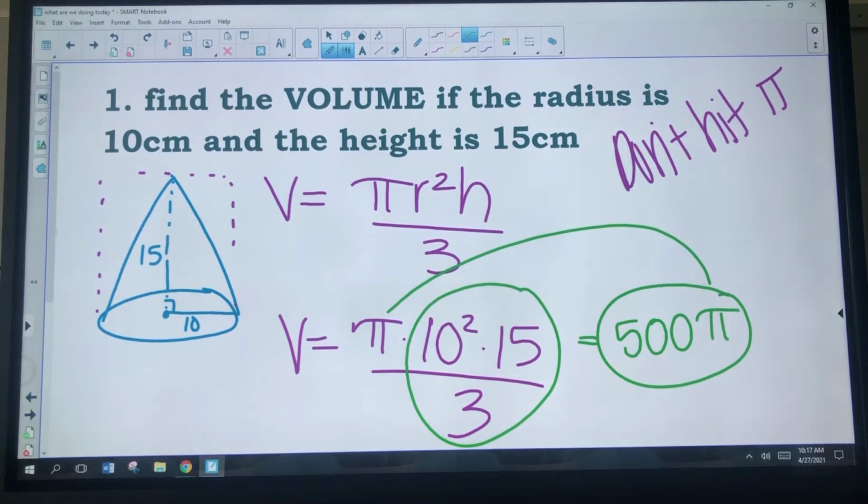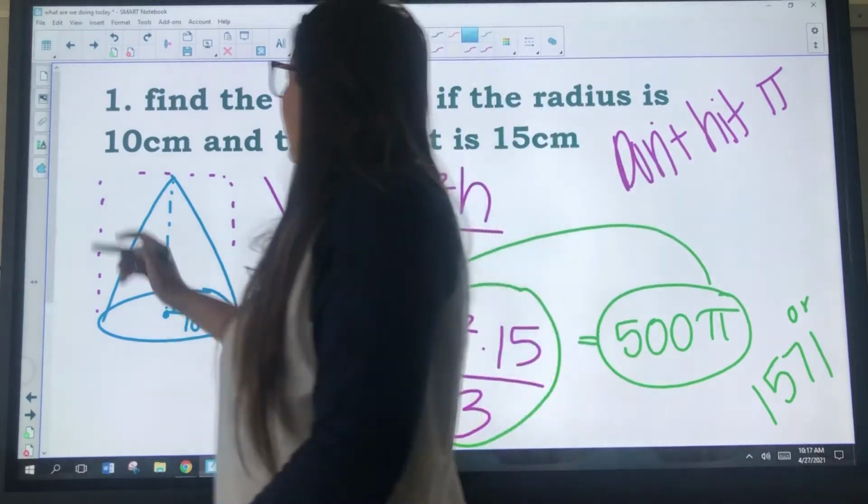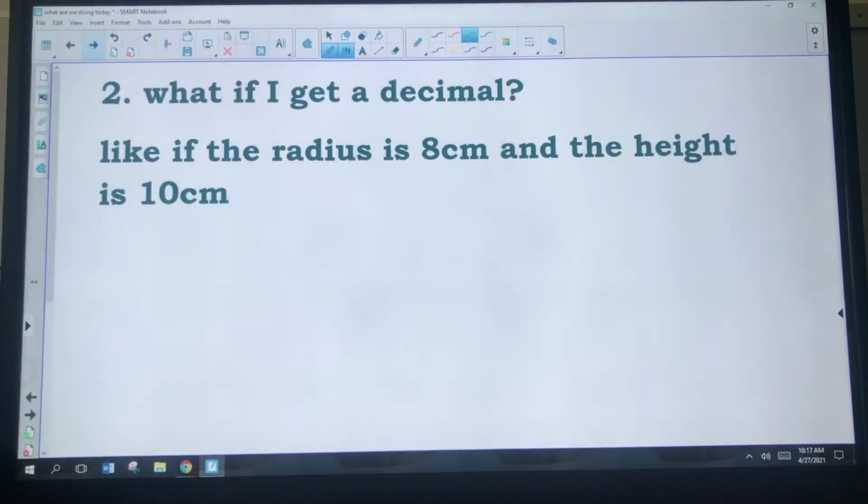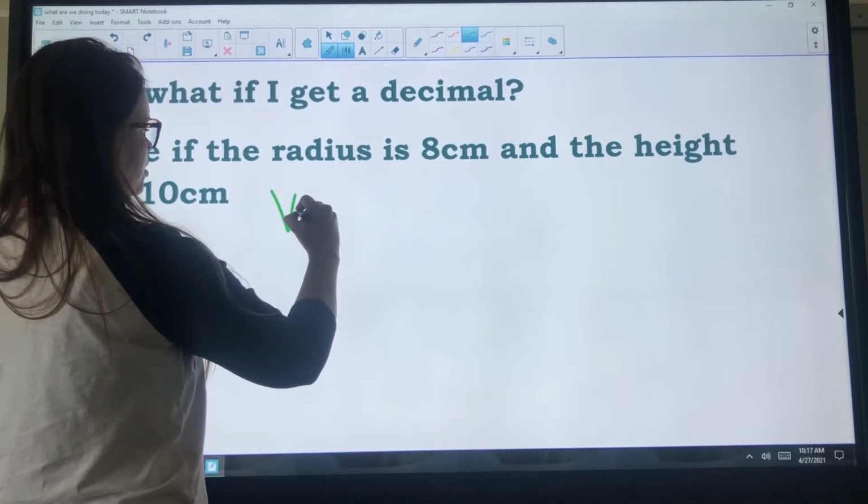Now 500 pi is really 1,571. That's how much space is actually inside it. But that's the exact value. Okay, but what if you get a decimal? This is going to happen to you in the Khan Academies. They don't make them all work out to be pretty. But they still want the exact answer. You cannot put decimals in Khan Academy because it wants exact. So I'll show you what I mean. If you put these numbers in, you're going to get a decimal.